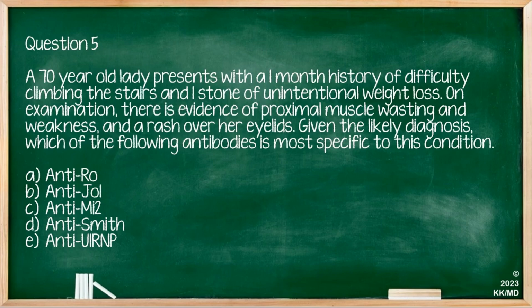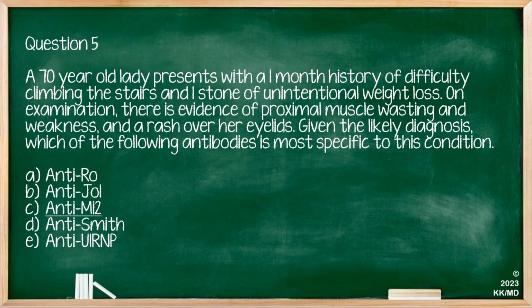So hopefully you have gathered that this vignette is trying to talk to you about somebody with a potential diagnosis of dermatomyositis. This is a diagnosis that goes quite nicely with the case. You've got an elderly lady with 1 stone of weight loss and also difficulty climbing the stairs, suggestive of some muscle involvement. You have examined her and picked up that she's got proximal muscle wasting and weakness, and you also have picked up a heliotrope rash over her eyelids. From your revision, you would remember that the most specific antibody to this condition is actually option C, which is anti-Mi2.